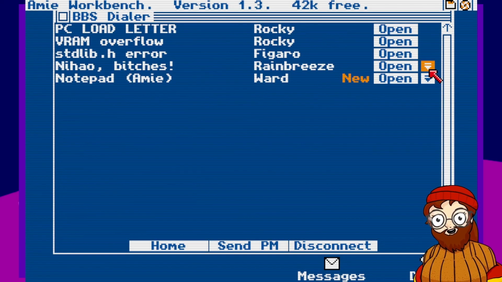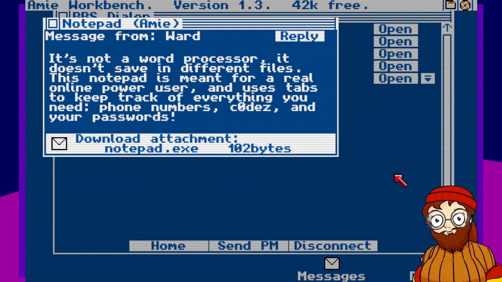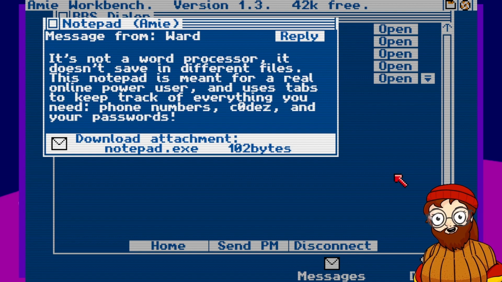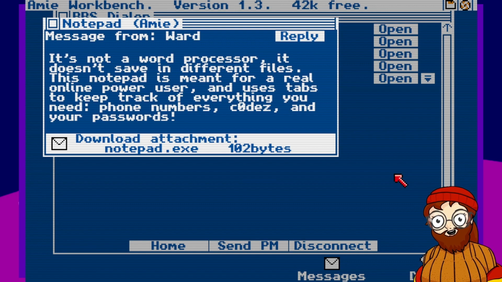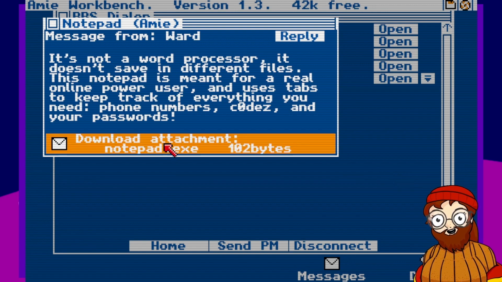Reply. Okay. And Notepad Amy, Ward. It's not a word processor. It doesn't save in different files. This notepad is meant for a real online power user and uses tabs to keep track of everything you need. Phone numbers, codes, and your passwords. Thank you, Ward.